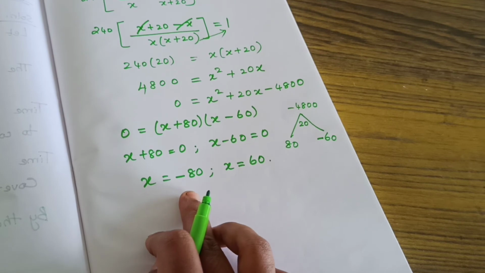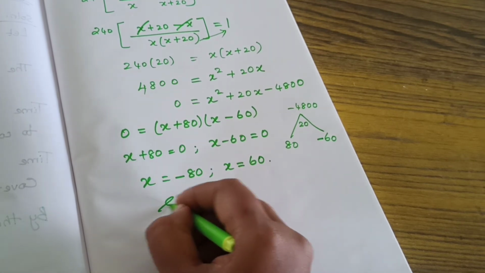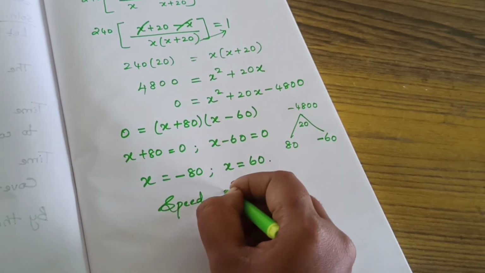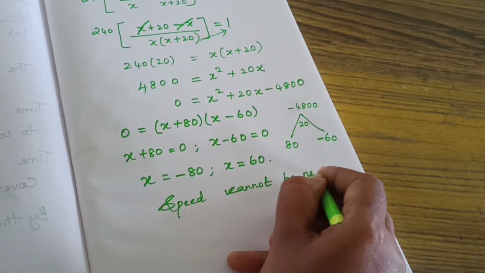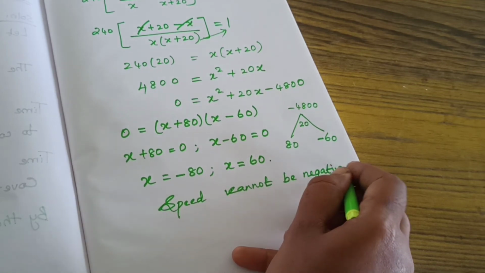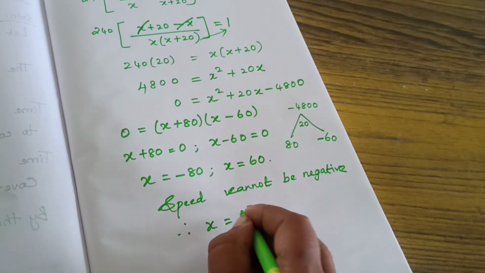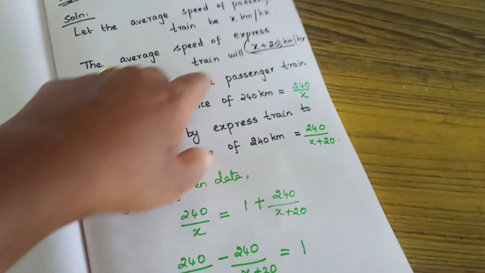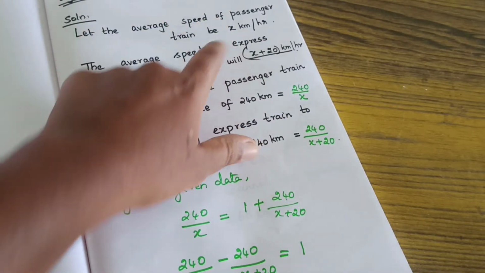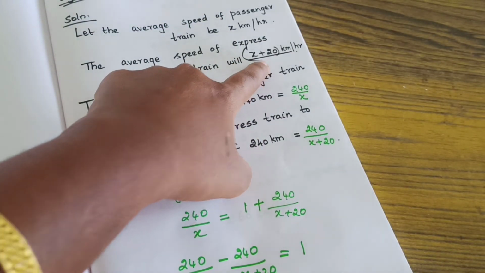Here that is speed, no? Speed is, will it be negative? Speed cannot be negative. So x equal to 60 kilometer per hour. Actually, x is the speed of which train? Passenger train. Express train means x plus 20.